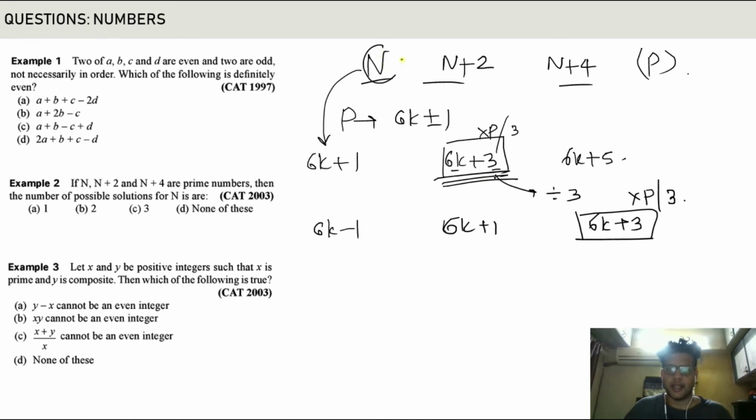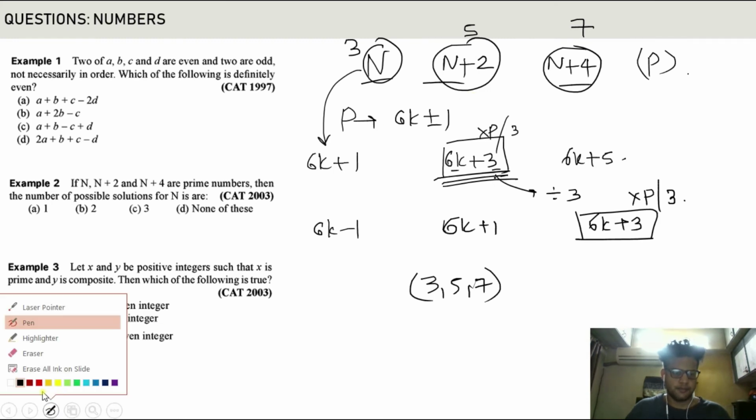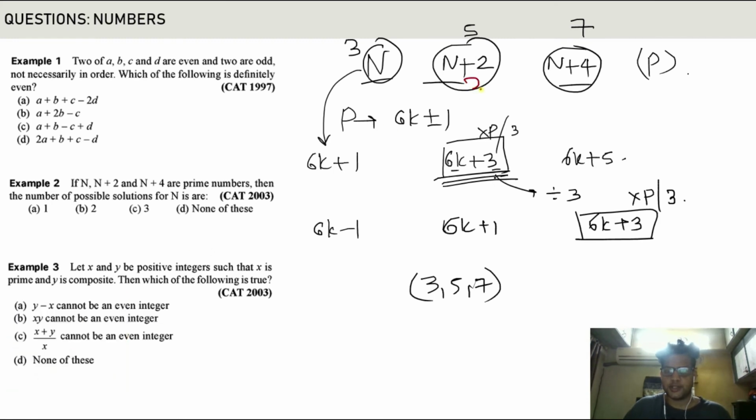Now, if I consider n as 3, this becomes 5, so this becomes 7. So 3, 5 and 7 becomes one of the possible solutions of n. If I consider n plus 2 as 3, my n becomes 1, which is not a prime number. Hence this is wrong. And if I consider n plus 4 as 3, my n plus 2 becomes 1 and n goes to negative, which is also not possible. Hence, there is only one solution possible, that is 3, 5, 7. Hence, the answer to this question is option A, 1.